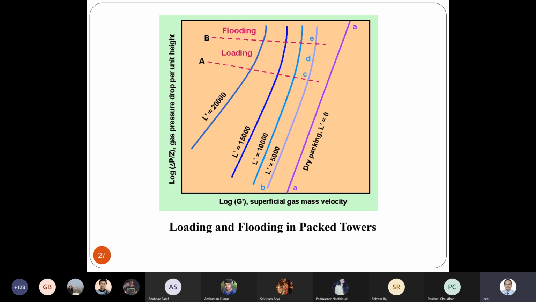So that we'll discuss in the next part. We'll come to this design.